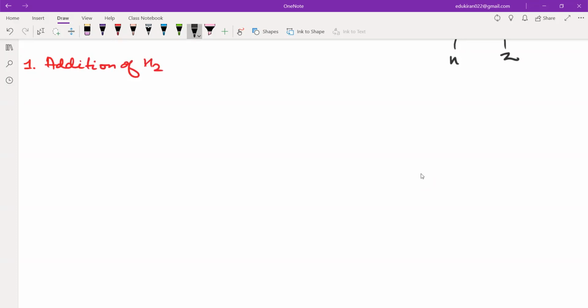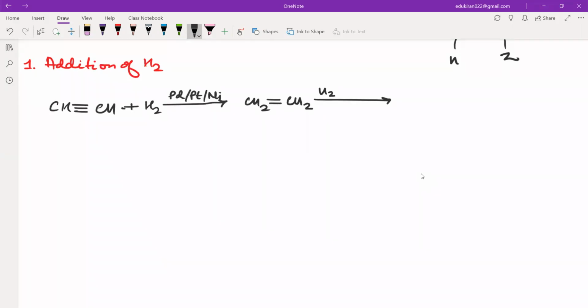I don't think I have to write much here. I can just give you some questions. CH triple bond CH. Now, if it reacts with H2 in the presence of Pd, Pt, or nickel, it will give me CH2 double bond CH2. If it further reacts with H2 in the presence of Pd, Pt, or nickel, it's going to give me CH3, CH3, right? CH3, CH3. Secondly, let us write. I don't have to explain much here, right? Yes or no?